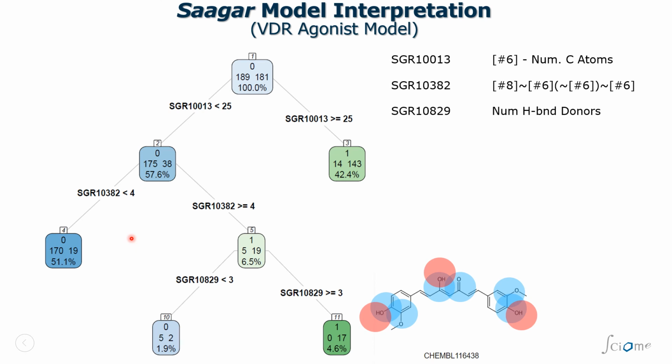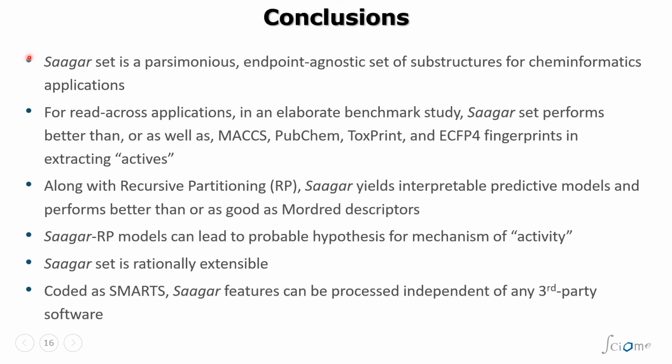So this is how Saagar features build models which one can interpret and have chemistry-backed reasoning for every prediction, and it can help in designing molecules also. So one can conclude that Saagar features not only lead to good predictive models, but also interpretable models. So hence we can conclude that the Saagar set is a parsimonious, endpoint-agnostic set of substructures for cheminformatics applications.